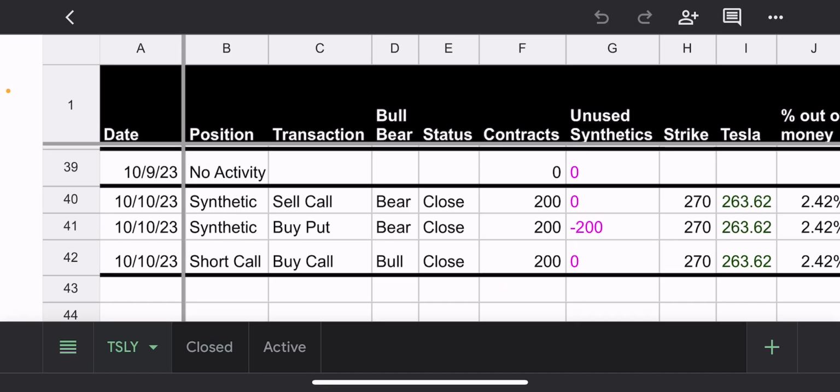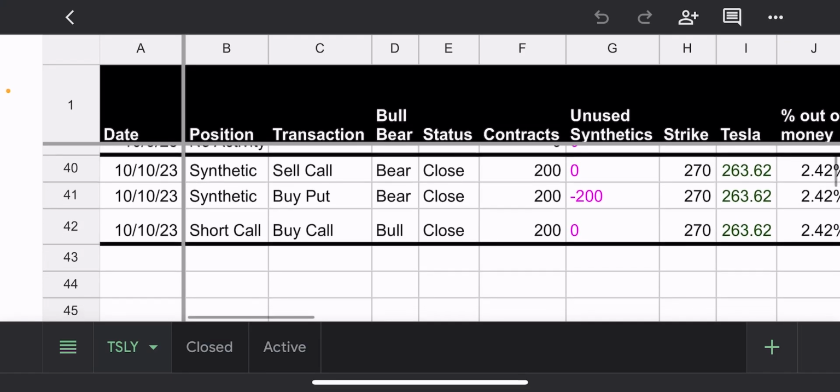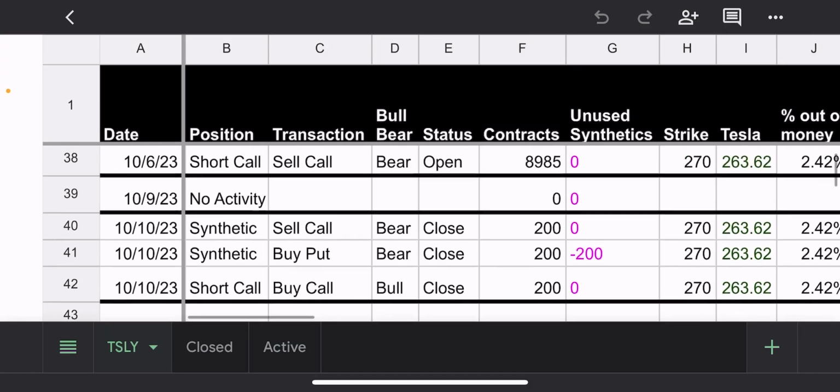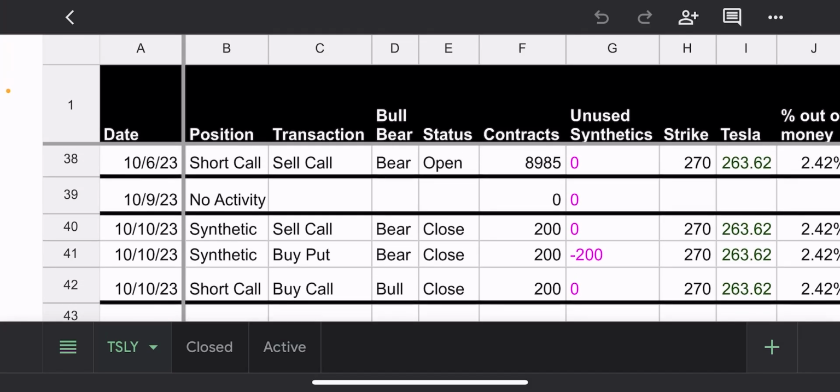But anyway, let's get to it. And as mentioned, I had to redo the October 9th version. There was no activity on that day, but there was activity yesterday. And yesterday's activity is kind of different, by the way. If you look, the typical synthetic is a buy call, sell put.